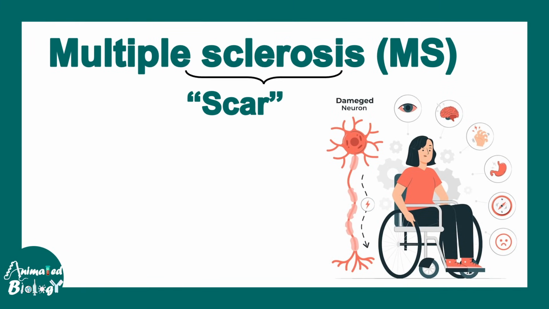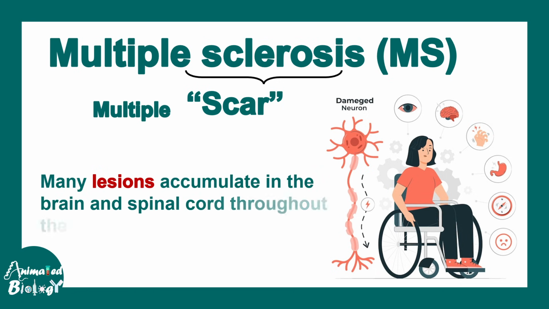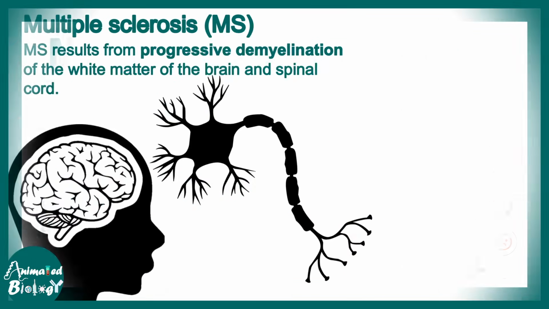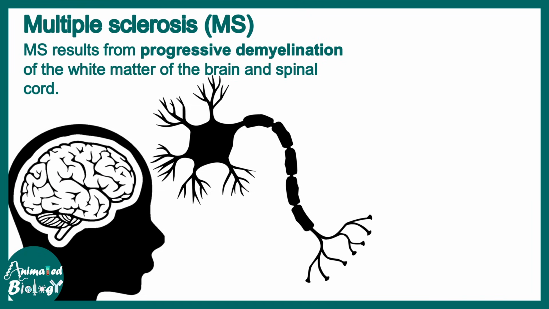Multiple sclerosis simply means multiple scars, and all this scarring happens throughout the spinal cord and the central nervous system. So there are many lesions that accumulate over time. MS results from progressive demyelination of the myelin sheath in the neurons of the central nervous system.